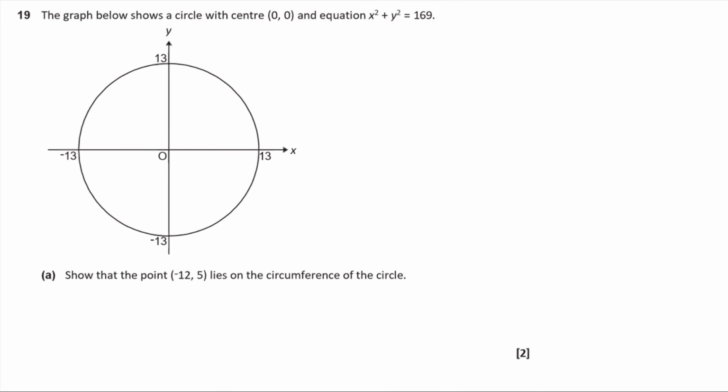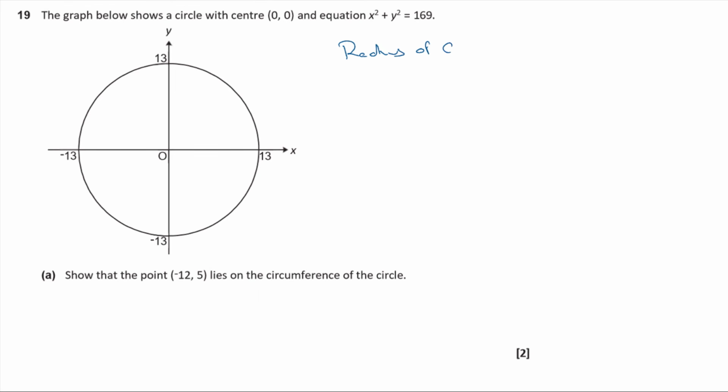Question 19. The graph below shows a circle with center origin and equation x squared plus y squared equals 169. Show that the point minus 12, 5 lies on the circumference of the circle. Okay. Right, now we should know immediately that the radius of the circle is what? What's the radius of this circle?